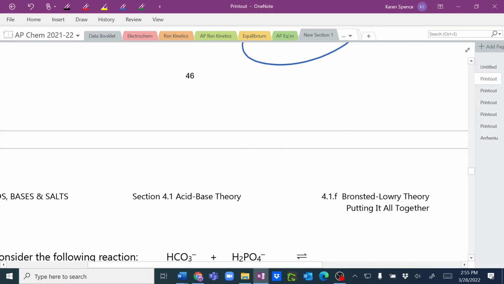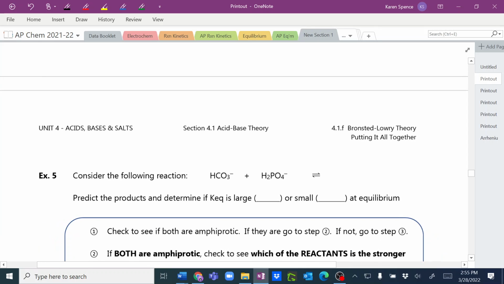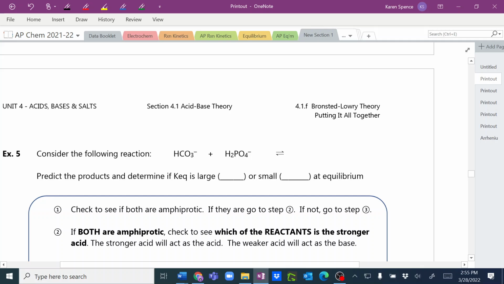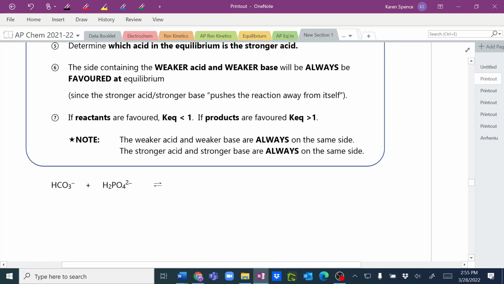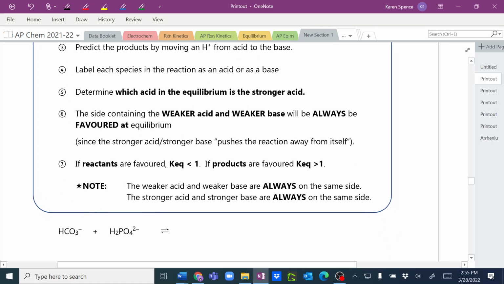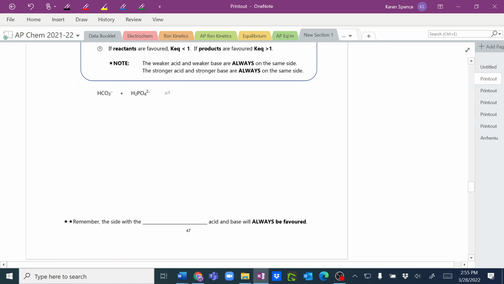Okie dokie. Do you guys want to try this one? Give it a go. Steps are all there if you need to follow them.